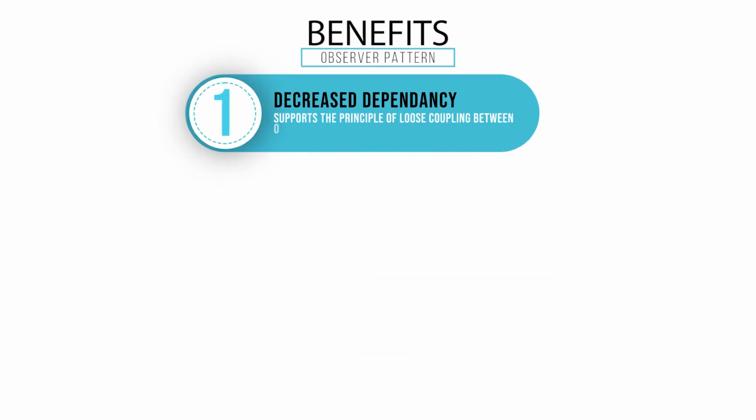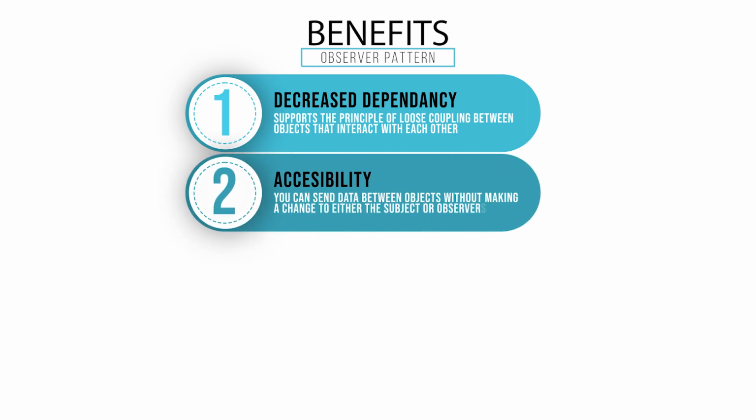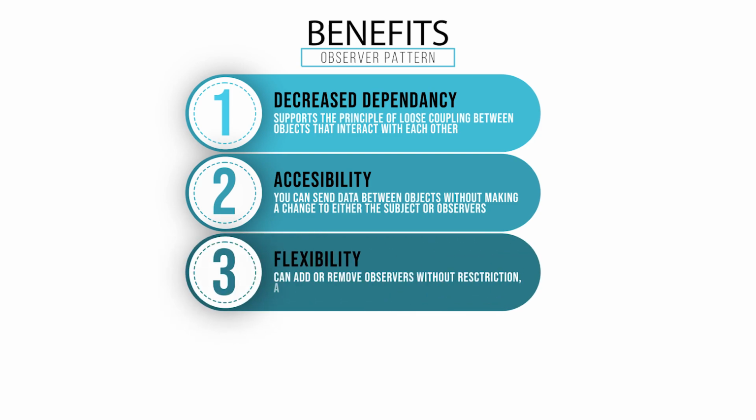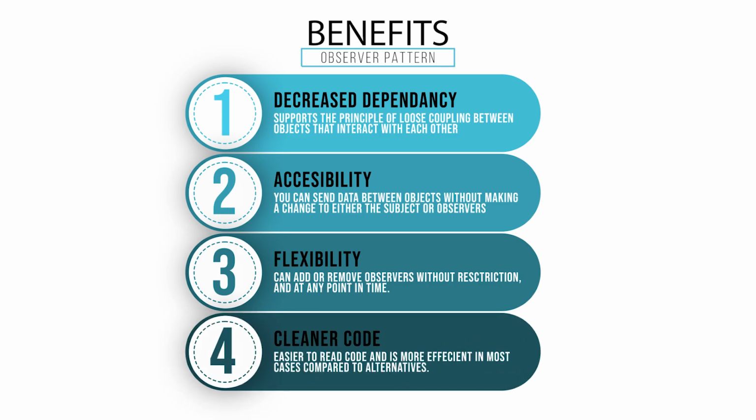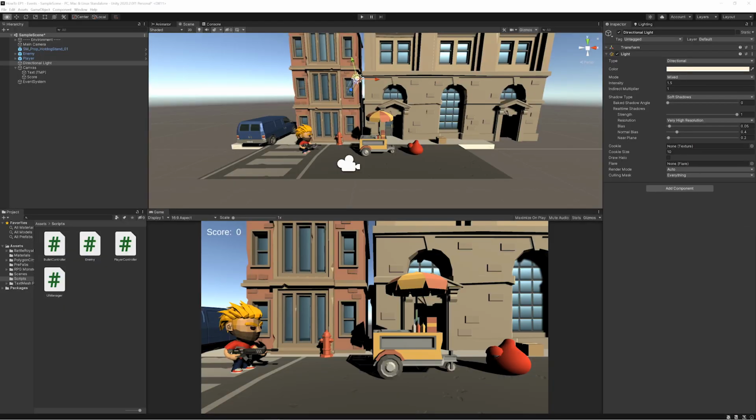There are many benefits to using the observer pattern. The first being decreased dependency. As you've seen from the example, objects don't need to know about each other. Accessibility. You don't need to make major changes to your code to take advantage of the events. Flexibility. Again, as you've seen from the previous example, listeners can come and go with ease. And finally, cleaner code. And as you'll see in the upcoming example, it just makes for cleaner and more efficient coding when you use events.